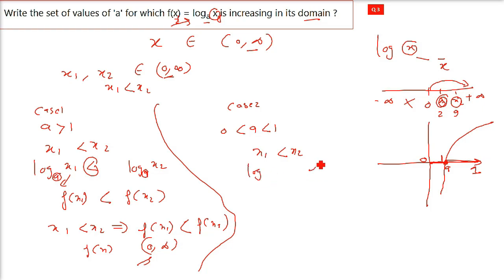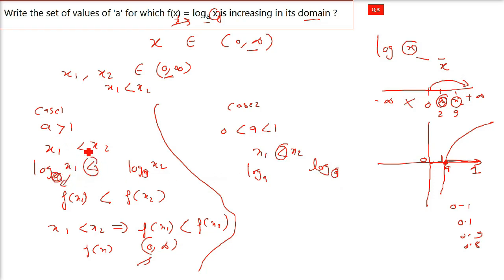How? Let us take x1 less than x2. Now take the log. Please remember, when you take log and the value of the base is decimal, that is 0 to 1, between 0 to 1, the inequality is going to change. That is the property of the log. I have not created it. This is the property of log.